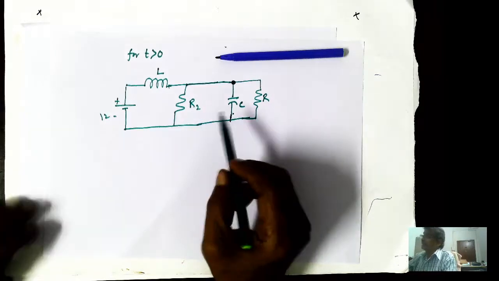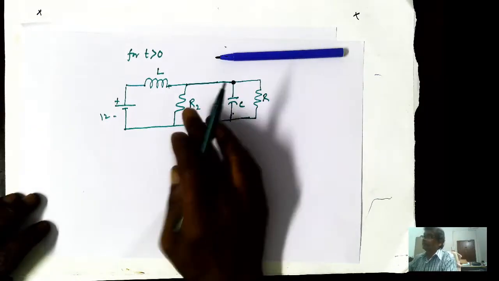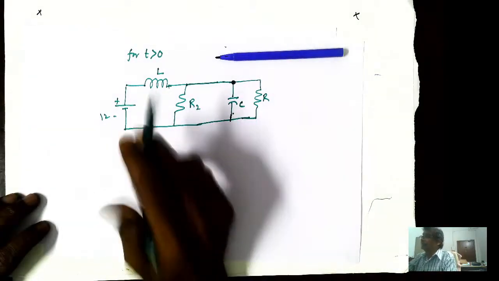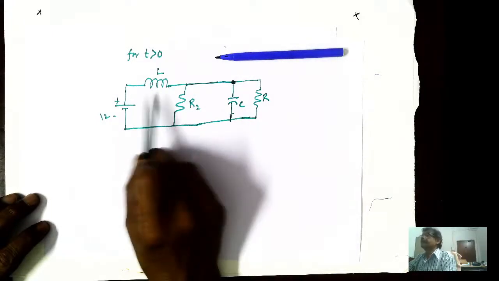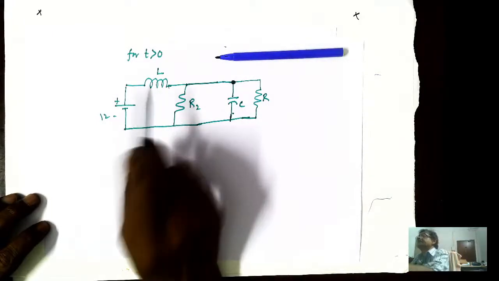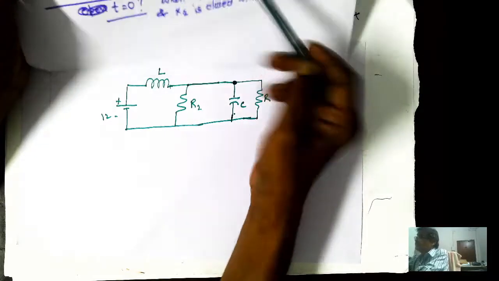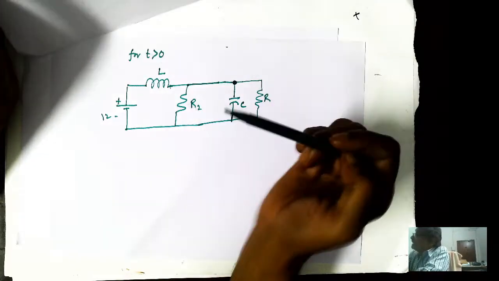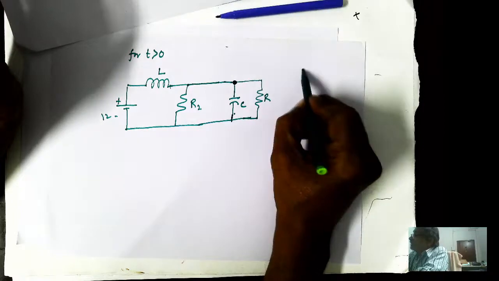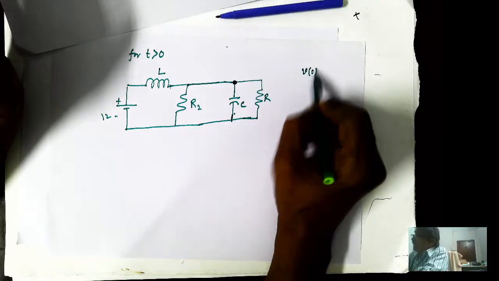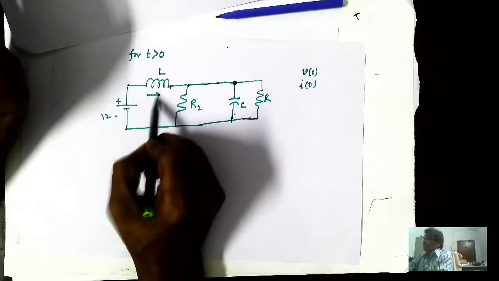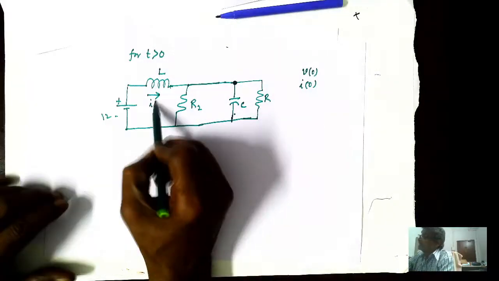So in this circuit, at t equal to 0, the inductor inherited some current from the previous circuit, and the capacitor also inherited some voltage from this 12 volt source. Those values will be known to me. So V0 and I0 are known. What is I? I is this current. What is V? This voltage.